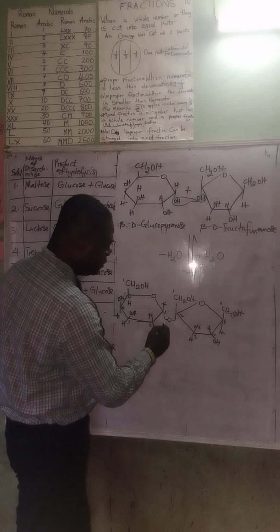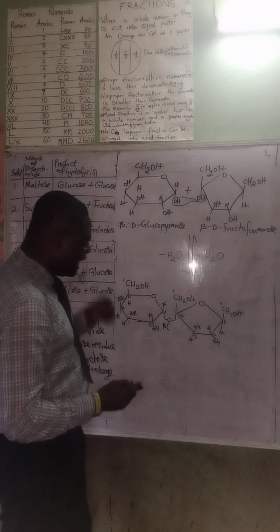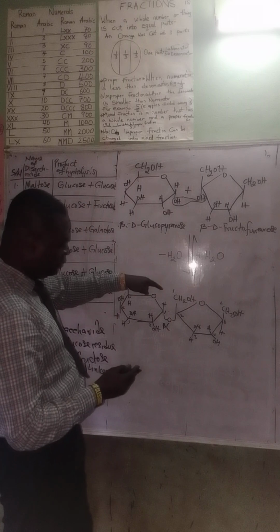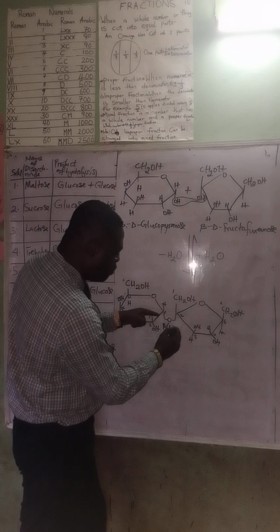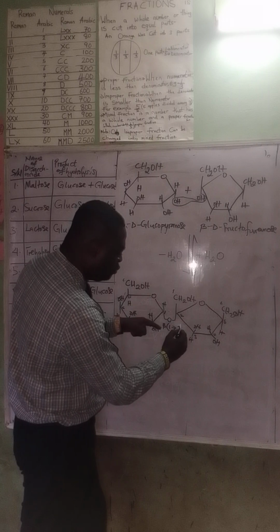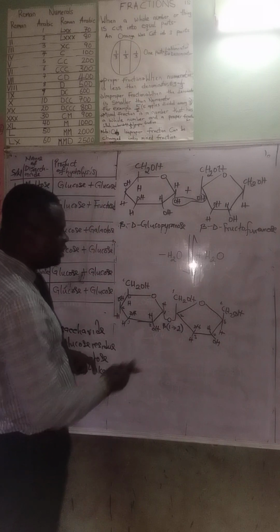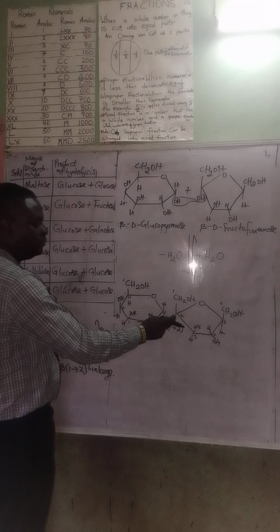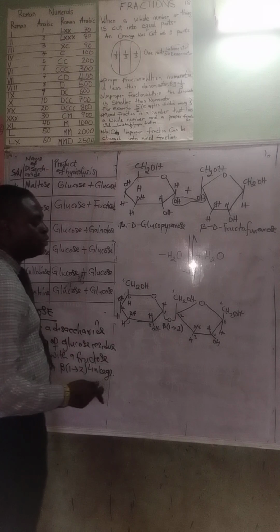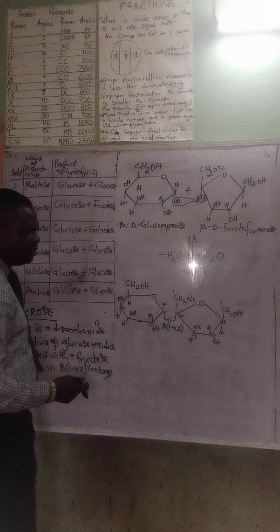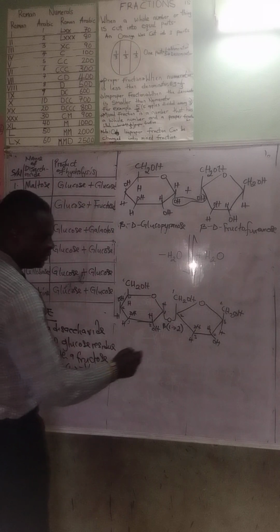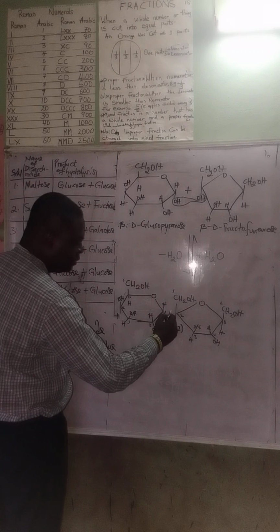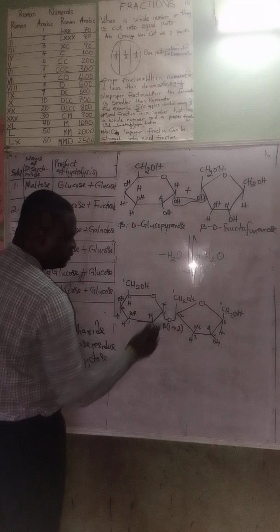So the linkage now is what? Beta, in the sense that OH is up. Number 1 of glucose to number 2 of fructose. Now this diester bond is called an O-glycosidic bond. We call it an O-glycosidic bond, so take note of that. Okay, so that is that.